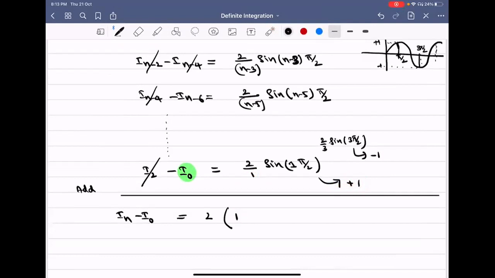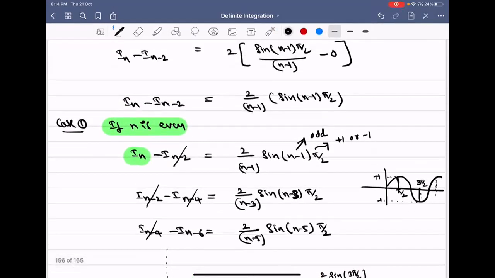Next, the second value, with 2 outside, is 2 by 3 into sine 3 pi by 2. Sine 3 pi by 2 is minus 1. With 2 outside, therefore minus 1 by 3 inside. Next one will be plus 1 by 5, minus 1 by 7, plus 1 by 9, etc. The last one will be this one.